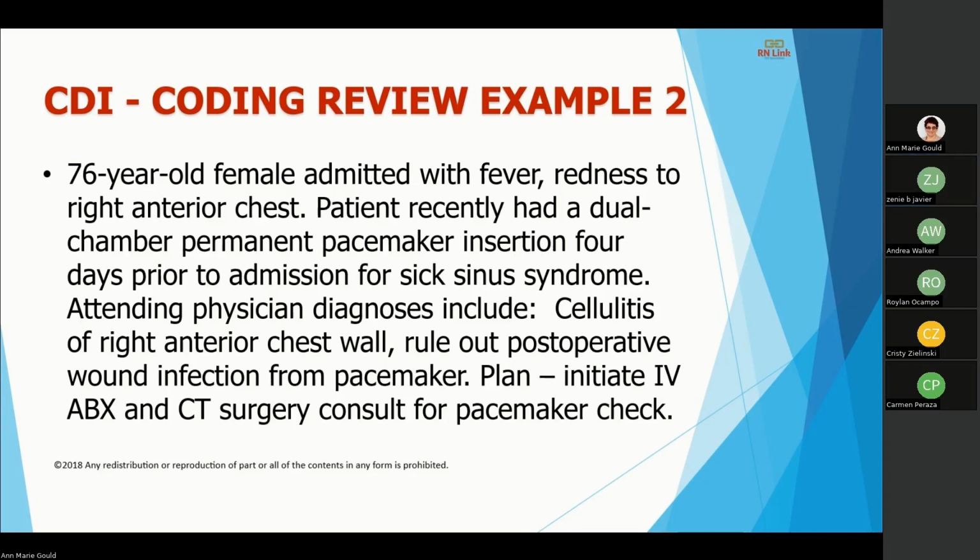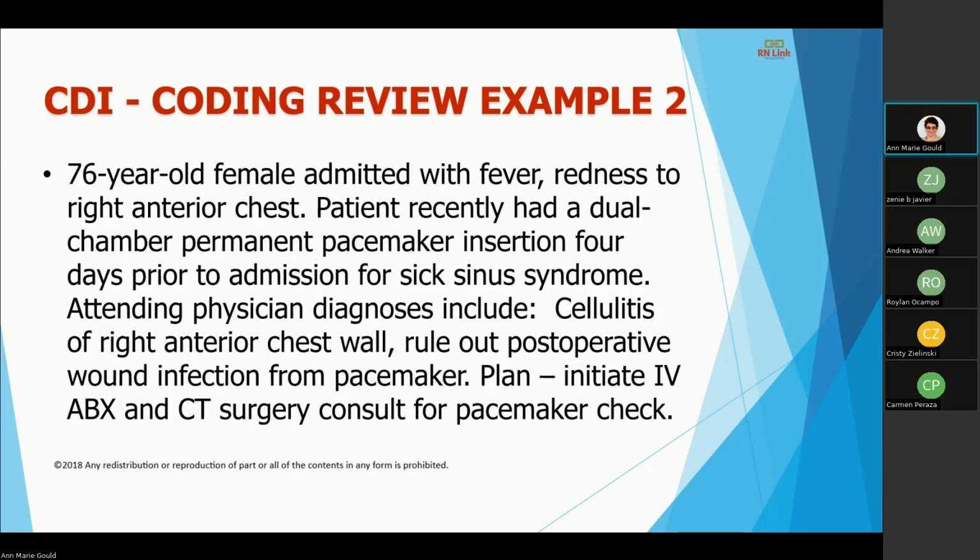You would need further information though, right? You need further documentation, but the potential query that I'm looking at would be your rule out post-op wound infection, right? It's a complication code. Yeah, you want to see what the CT surgery consult writes, or the interventional cardiologist who might have done the pacemaker, whoever the consult is. Keep an eye on that to say yay or nay, is it a complication code or not? An infection related to the procedure, the device itself.